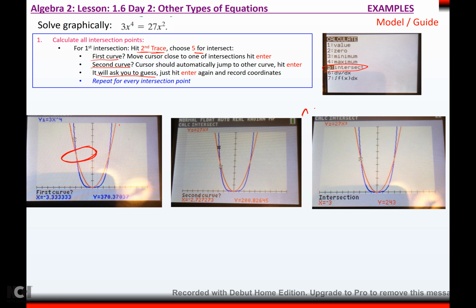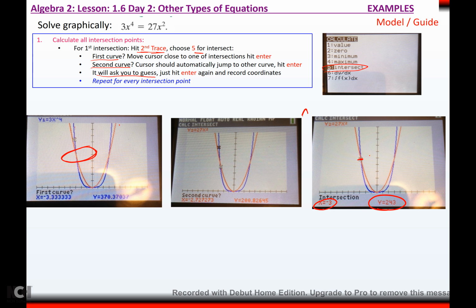There'll be one more screen in between here. I didn't want to print it. Just hit enter when it says guess. And you can see there's my intersection point, -3, 243. Yes, we saw it on the table. We already had the answer. But again, I'm teaching you calculator tricks here.